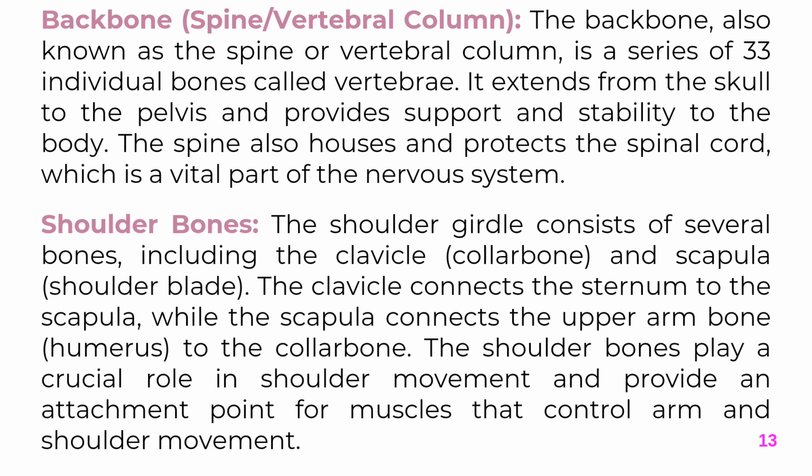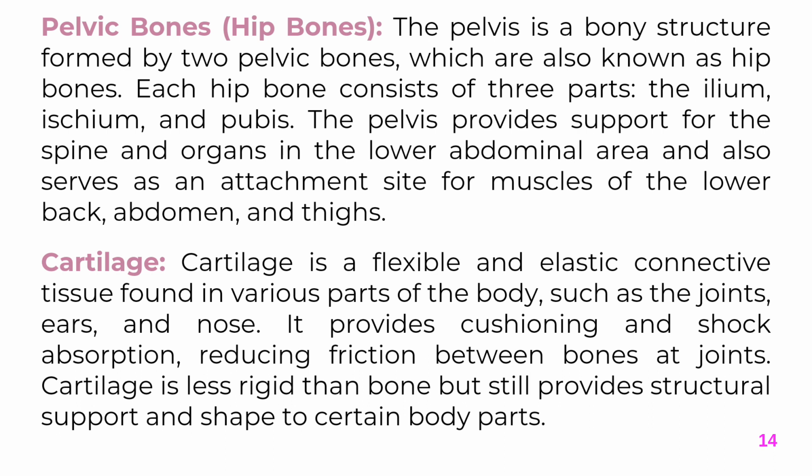Shoulder bones. The shoulder girdle consists of several bones, including the clavicle, collarbone, and scapula, shoulder blade. The clavicle connects the sternum to the scapula, while the scapula connects the upper arm bone, humerus, to the collarbone. The shoulder bones play a crucial role in shoulder movement and provide an attachment point for muscles that control arm and shoulder movement.